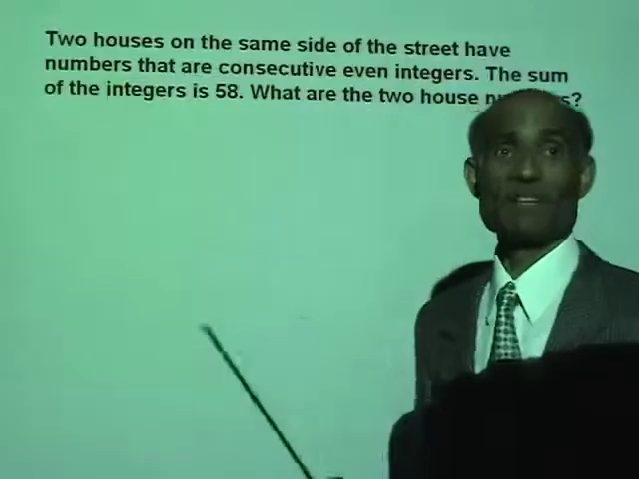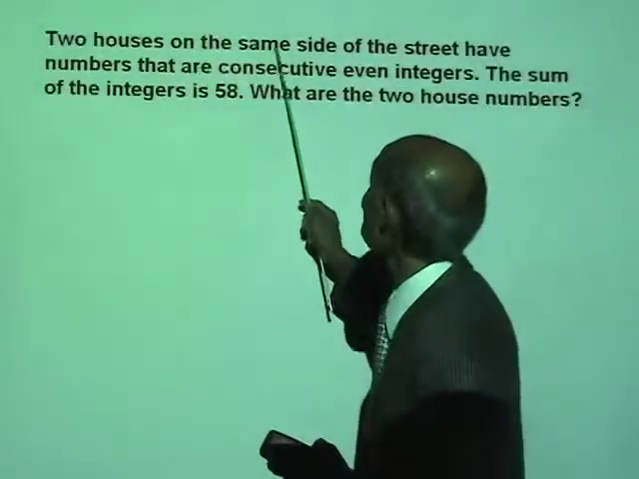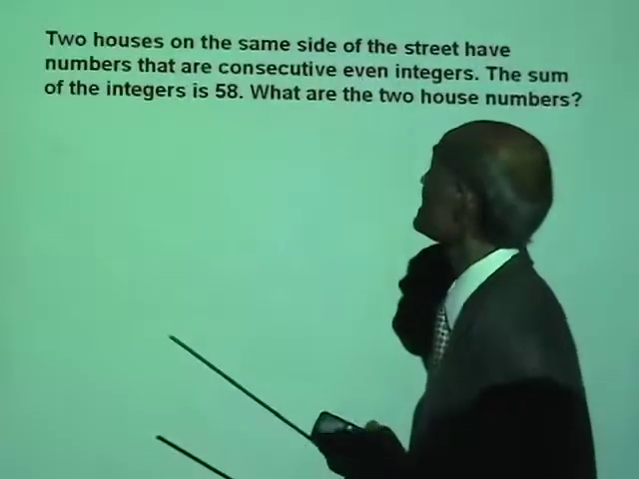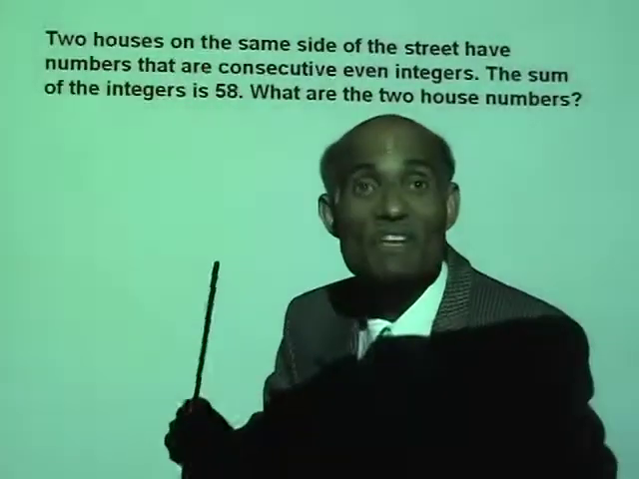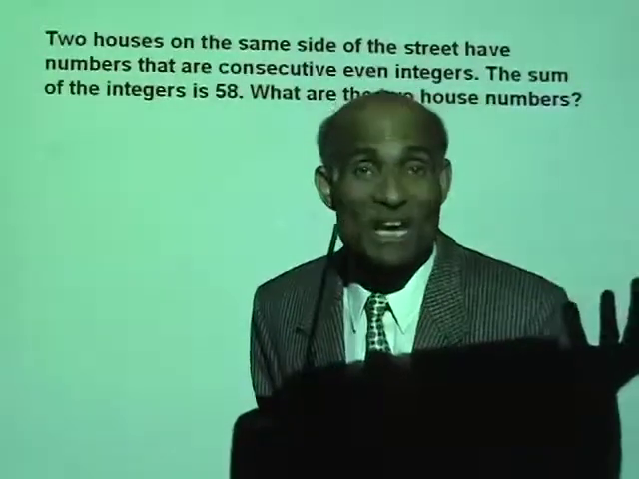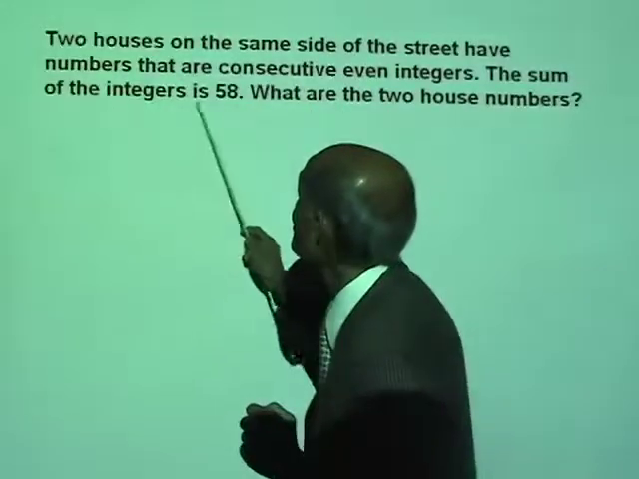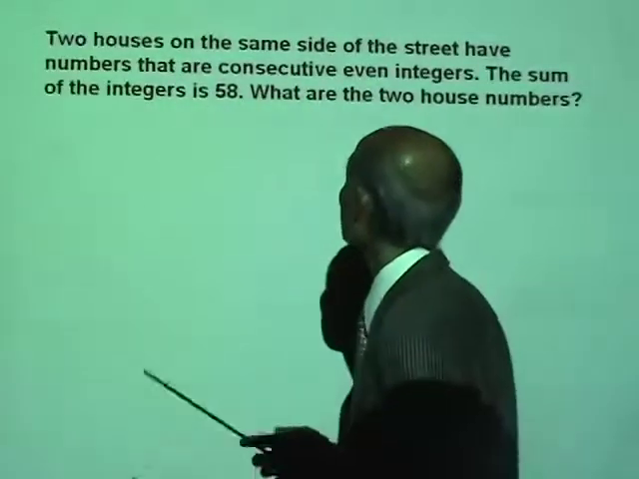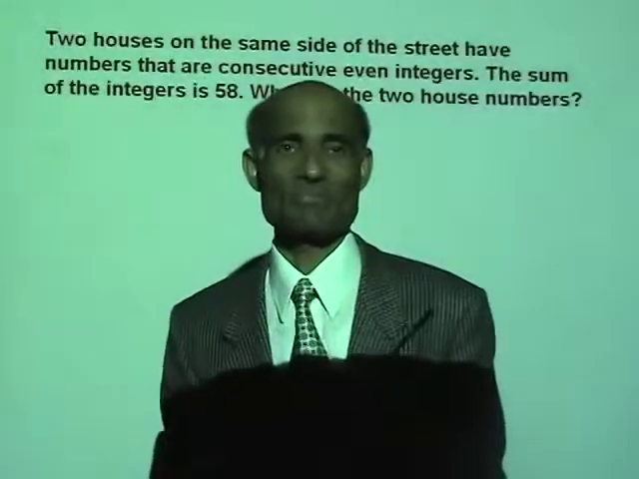Alright, let's try another one. Two houses on the same side of the street have numbers that are consecutive even integers. Well, the principle does not change, even integers. The sum of the integers is 58. What are the two house numbers?